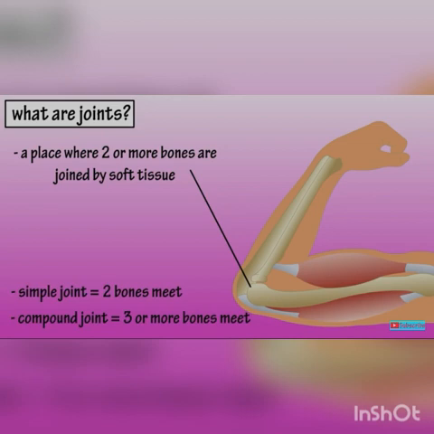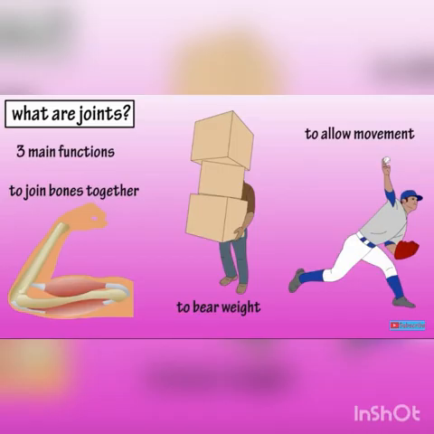As we know very well, our bones do not simply work on their own. Then you tell me how it works. It works with the help of joints. Now what are joints? These are a place where two or more bones are joined by soft tissues. What are the main functions of joints? To join bones together, to bear weight, to allow movement.